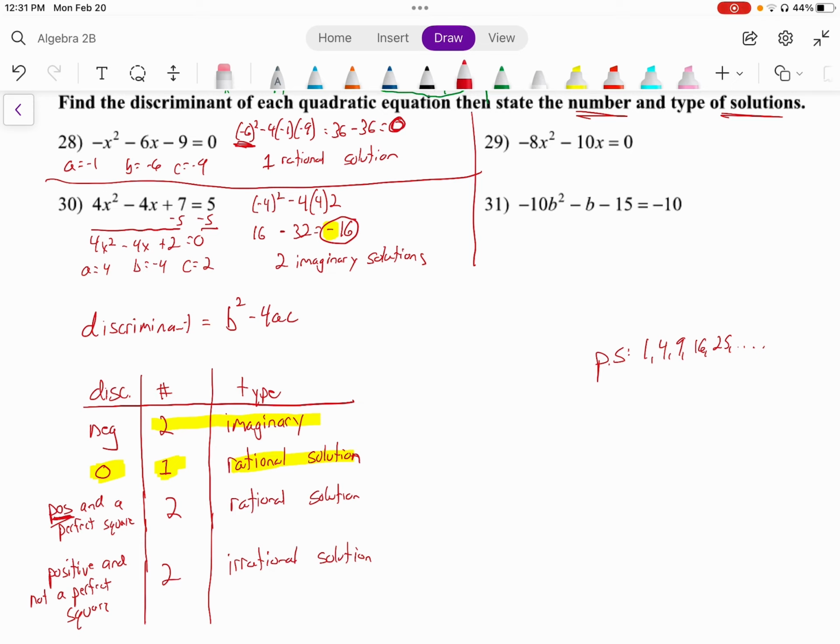I'm not going to do the other 2. I'll leave those for you. Just remember, on 31, you would add 10 to both sides first and then figure out the discriminant. All right, be ready for your test.